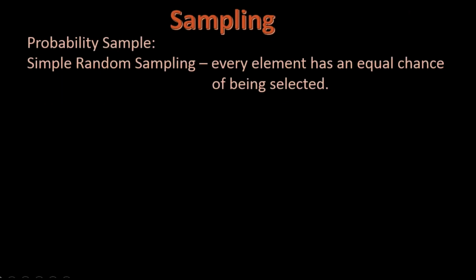Now let's talk a little more about sampling. We discussed previously how to take a simple random sample by using a table of random numbers or generating random numbers using a computer program such as Excel. If every element in a population is assigned a random number, then every element has an equal chance of being selected. This type of sampling, simple random sampling, is a type of probability sample.